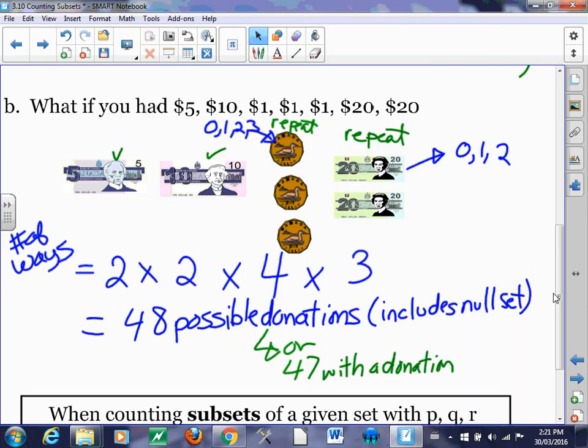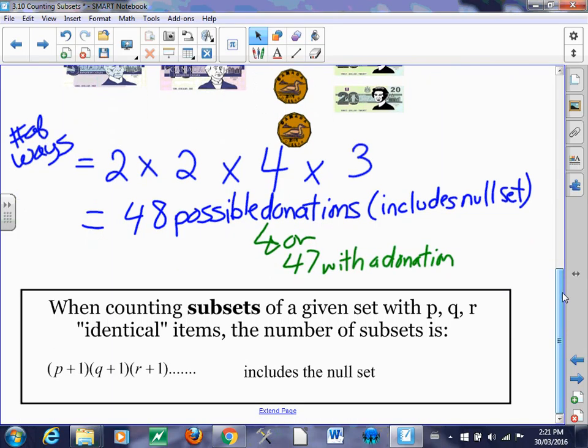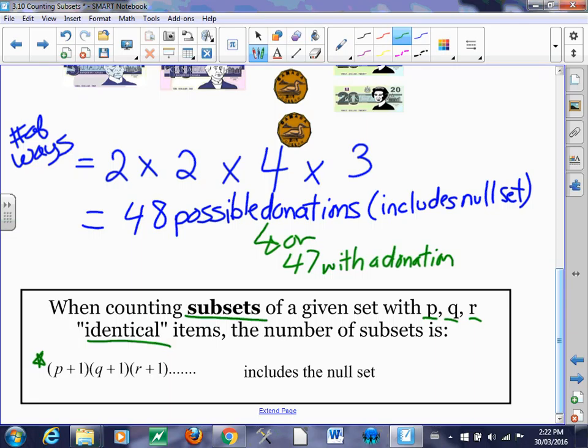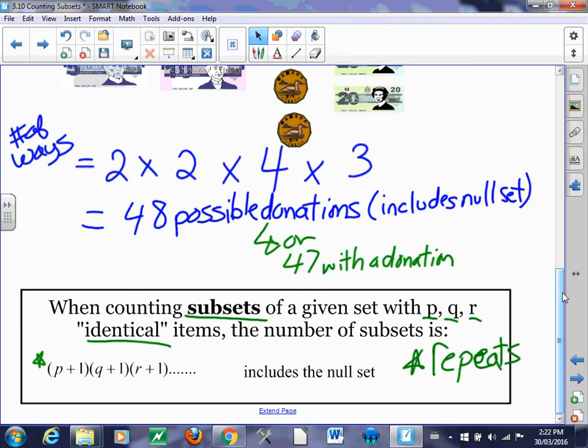Alrighty, so here's the formula, folks, when we have some repeats. When counting subsets of a given set with different items, P, Q, and R, and they're identical items, the number of subsets is this formula right here. So this is when you've got repeats. So please put in repeats. Awesome. Let's do a couple more examples on the last page and then we will be done.